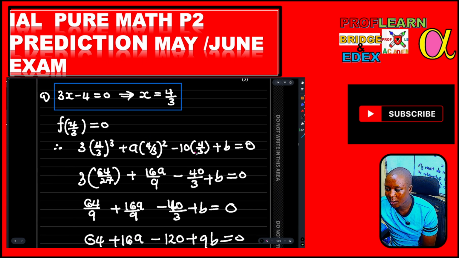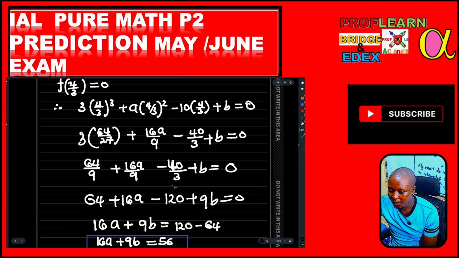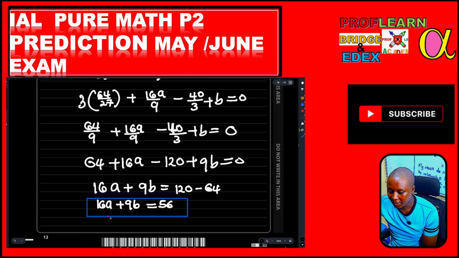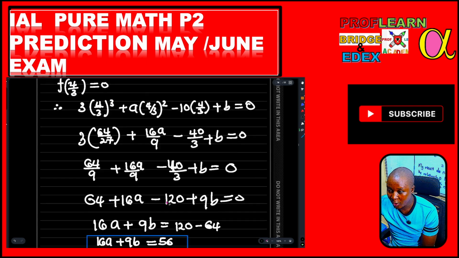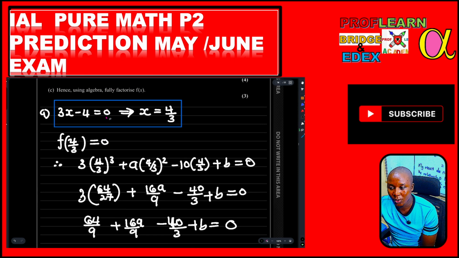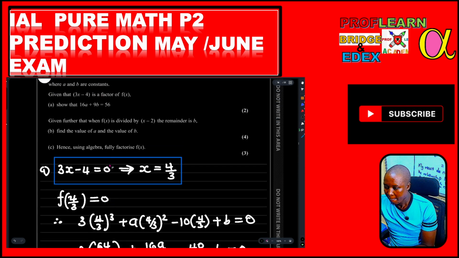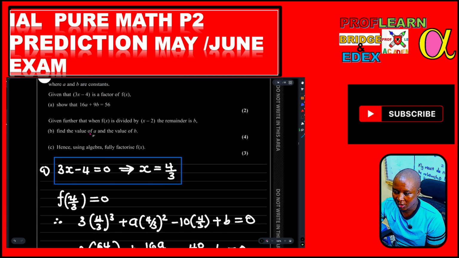Then we can substitute that, and if you do it, the equation reduces to 16a plus 9b equals 56 when you substitute this and equate to 0, because we were told it's a factor. But if you are told there is a remainder, you substitute whatever you are told and equate to the remainder that is mentioned. Now, look at also, given further that f of x is divided by x minus 2, the remainder is b.